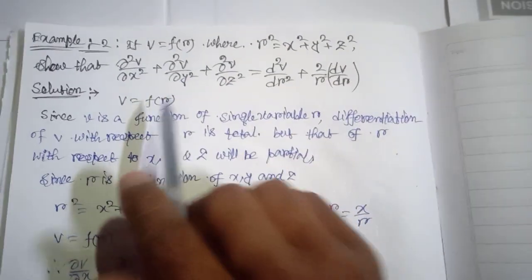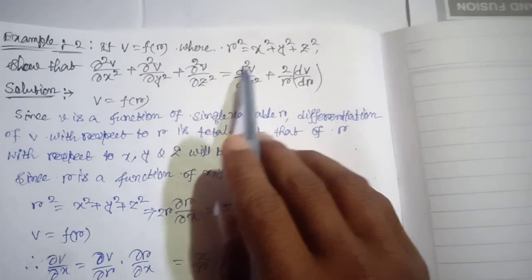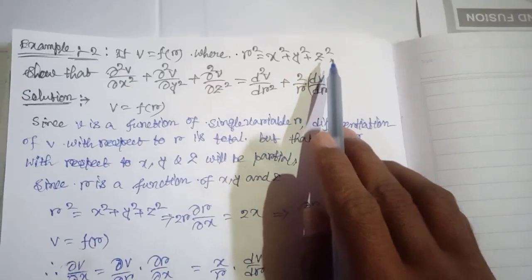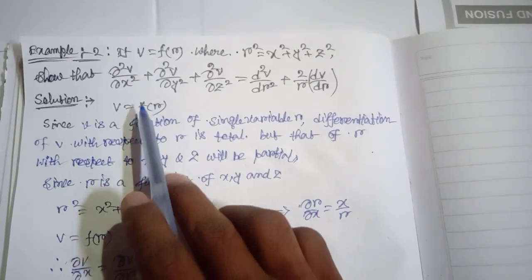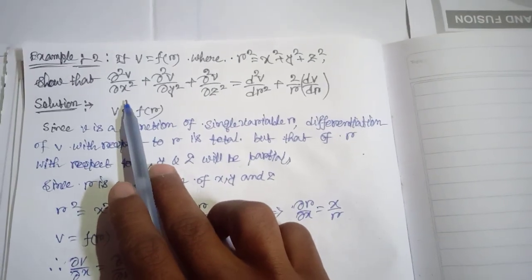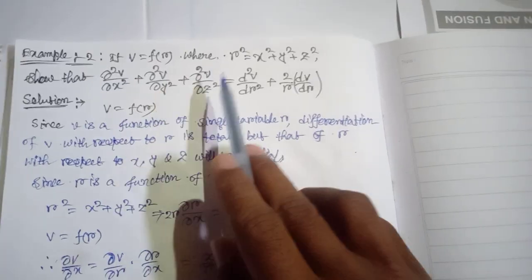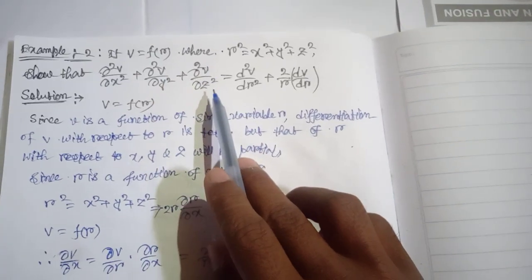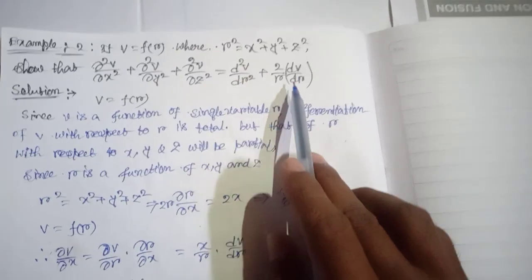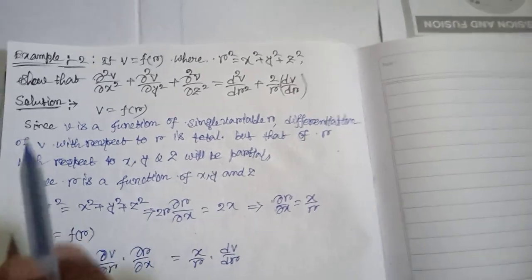This is a question on change of variable. If V is a function of r, where r² is equal to x² plus y² plus z², then show that ∂²V/∂x² plus ∂²V/∂y² plus ∂²V/∂z² equals d²V/dr² plus 2/r dV/dr.